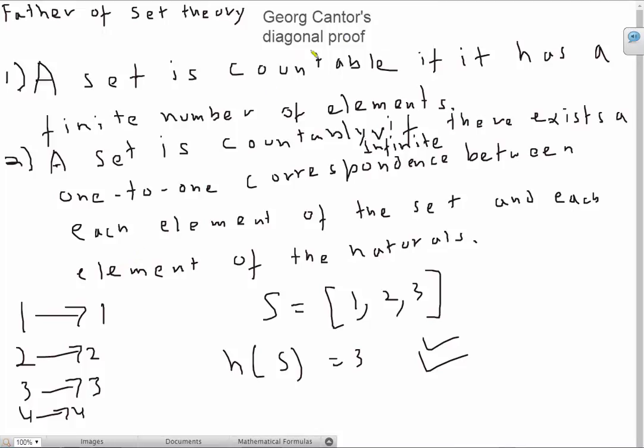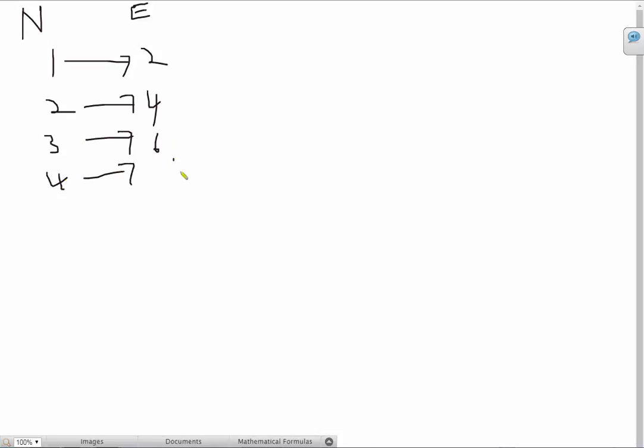Before we go on to the main proof, let's look at a few more things. Another thing that this shows is that there are as many even numbers as there are natural numbers. The way we can do this is by simply setting up a correspondence. This is the set of natural numbers, and this is the set of even numbers. So 1 will correspond to 2, 2 corresponds to 4, 3 corresponds to 6, 4 corresponds to 8, 5 corresponds to 10, and so on. And by that definition, again, E is countably infinite.